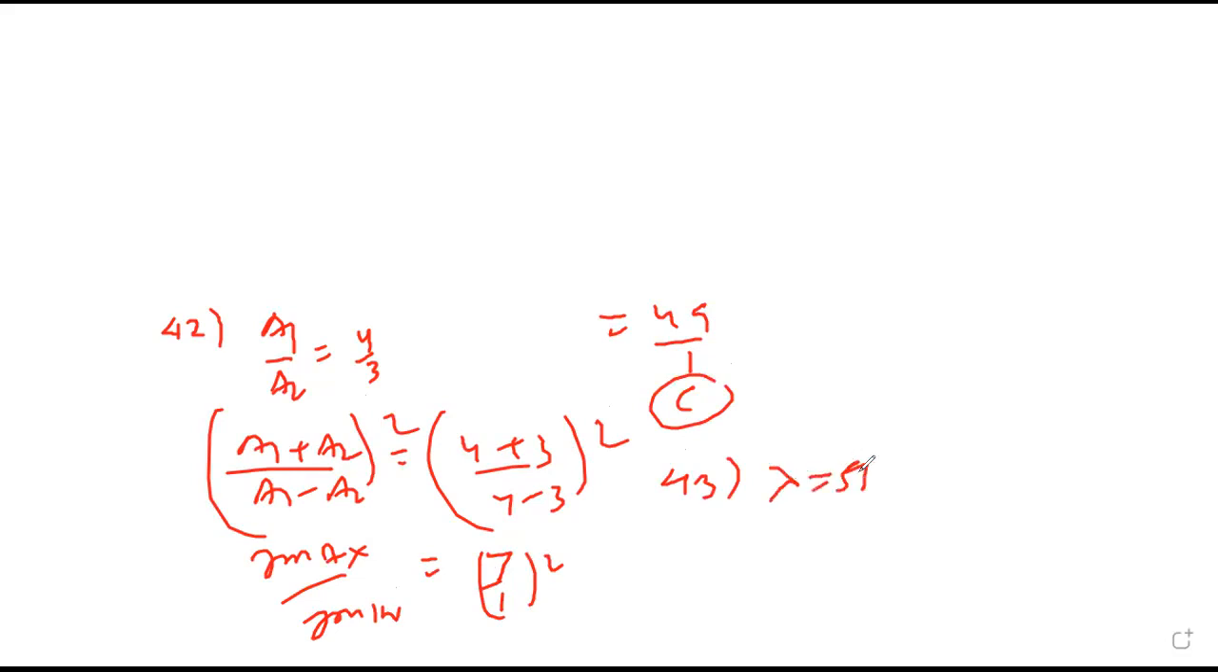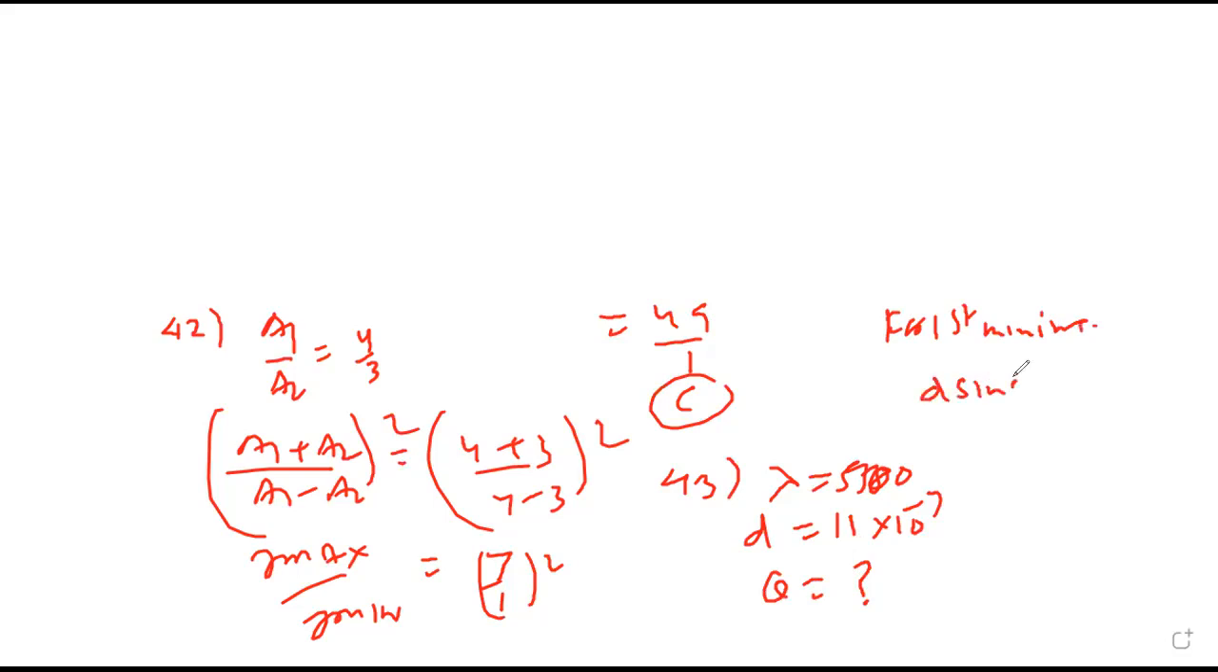Question 43. Light of wavelength 5500 angstrom falls normally on a slit having width of 11 into 10 raised to minus 7, and Fraunhofer diffraction is received on the screen. What is the angular position, that means theta, for first minima? For first minima, d sine theta is 1 lambda. So sine theta will be lambda, which is 5500 into 10 raised to minus 10 in meter upon 11 into 10 raised to minus 7.